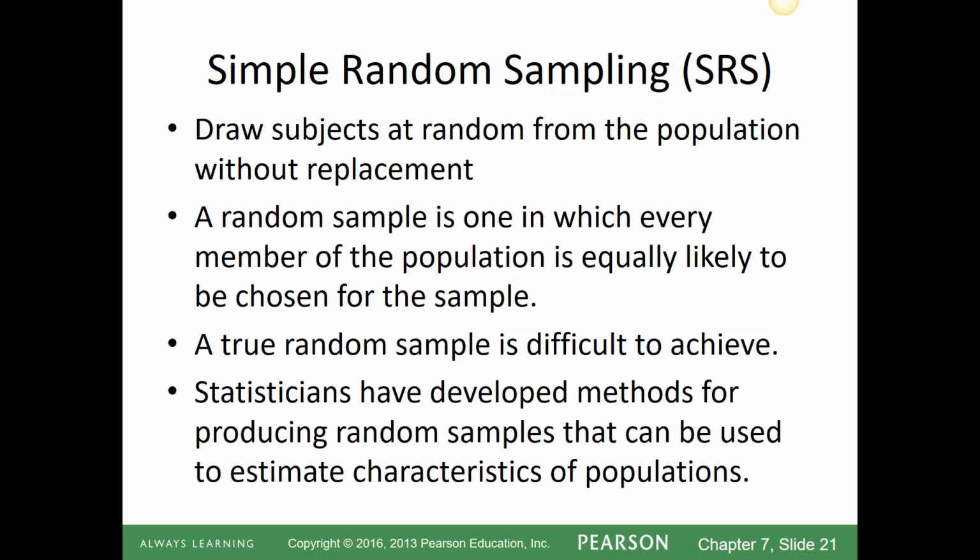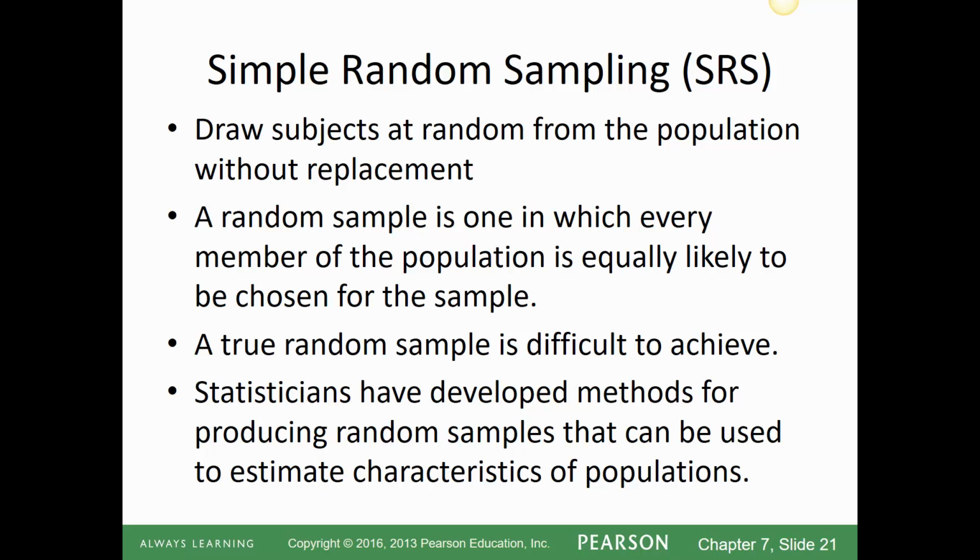So something to keep in mind is that a true random sample is difficult to achieve, but we can use a random numbers table or some technology to help us get the best random sample that we can get. And statisticians have developed methods for producing random samples that can be used to estimate characteristics of the population, right? So we do have some methods to do so.